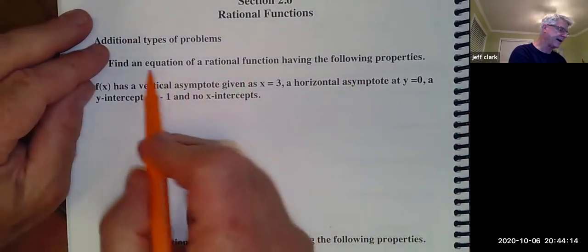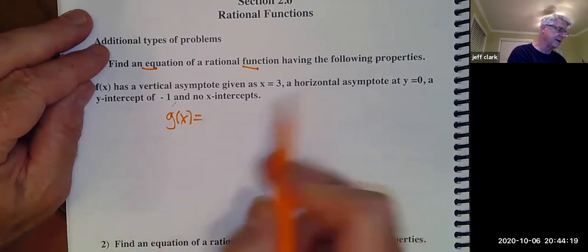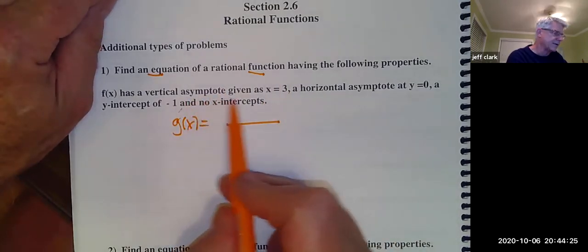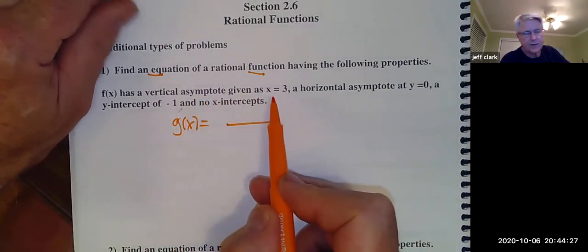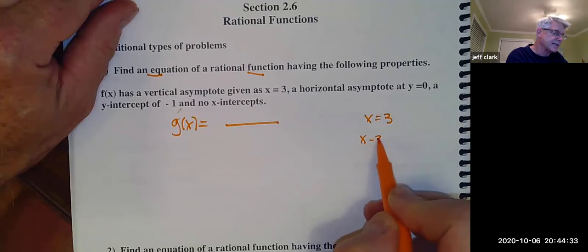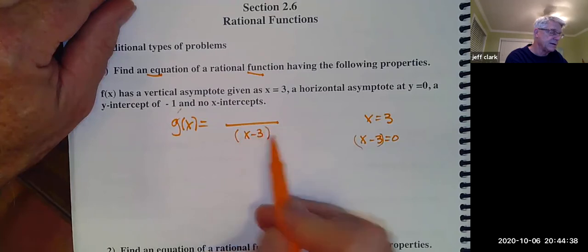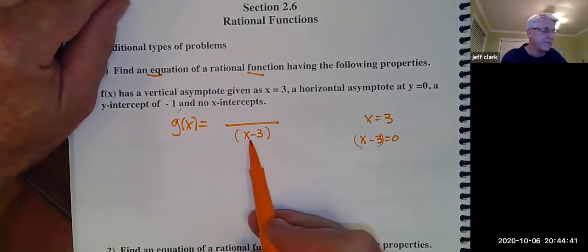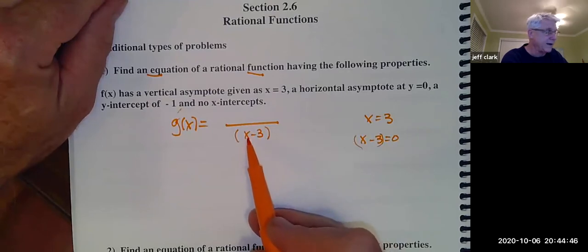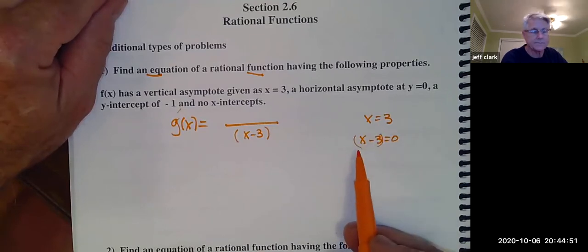So what we're going to do is find an equation of a rational function. Let's say it's g of x. And it's rational, so there's a fraction. First of all, vertical asymptotes. If x equals 3 is a vertical asymptote, you rewrite it as x subtract 3 equals 0. That is the piece that goes right here. Think about it. Vertical asymptotes are found in your denominator, and you found out x equals 3 is the vertical asymptote, so it's just working backwards.